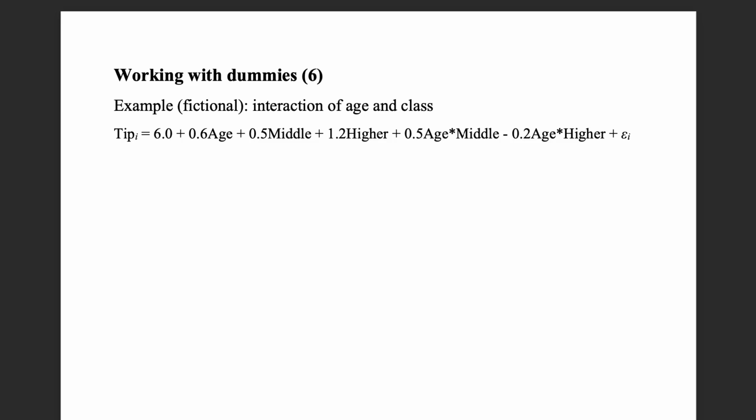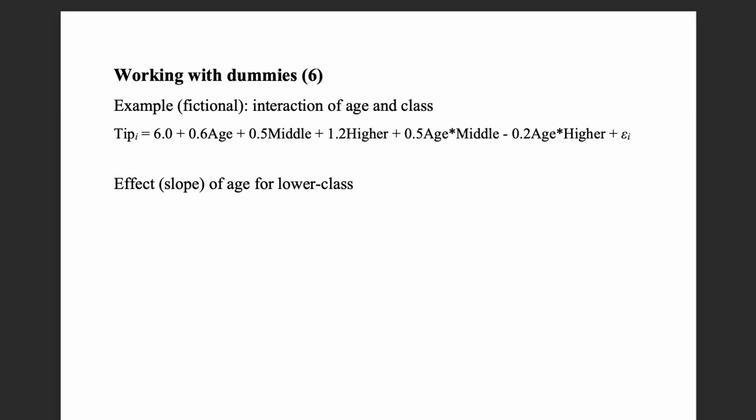Again, I picked lower class as the reference category, so it is nowhere in the model. But age is in there, and middle class and higher class are in there. So those are the main effects. And we have 2 interaction terms because we have 2 dummy variables, one for middle class and one for higher class. So we need to create an interaction term for both of those to allow the age effect to vary across all the 3 different classes. So let's walk through that step by step.